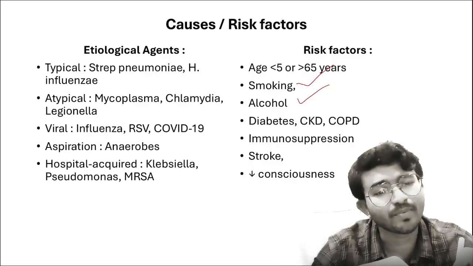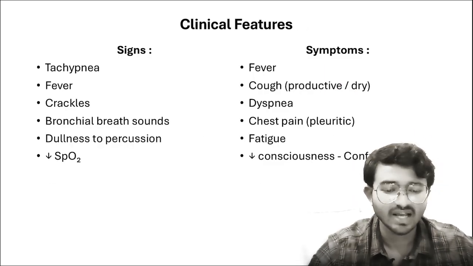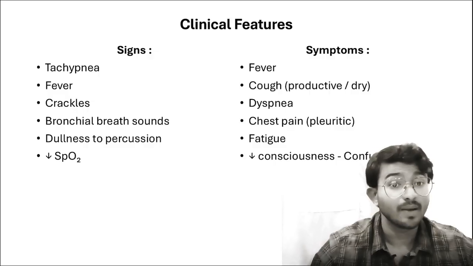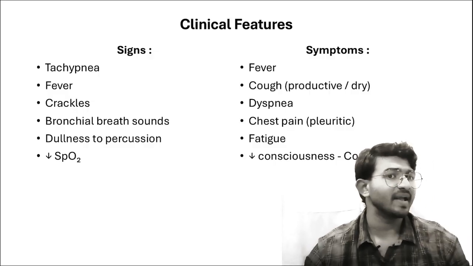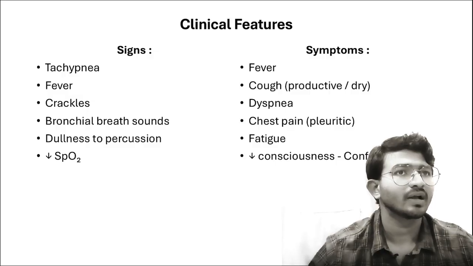But in old people mostly we can see confusion. Okay, so these are the risk factors. Next one, clinical features. Before knowing clinical features, based on typical pneumonia and atypical pneumonia, we have clinical features.